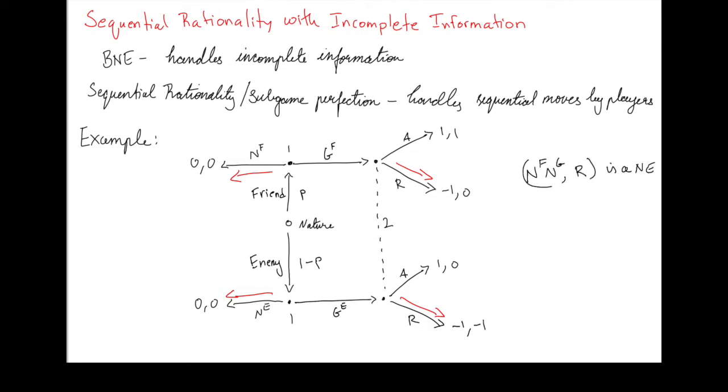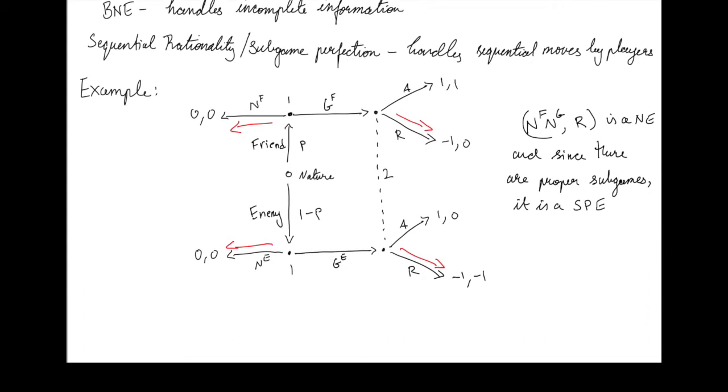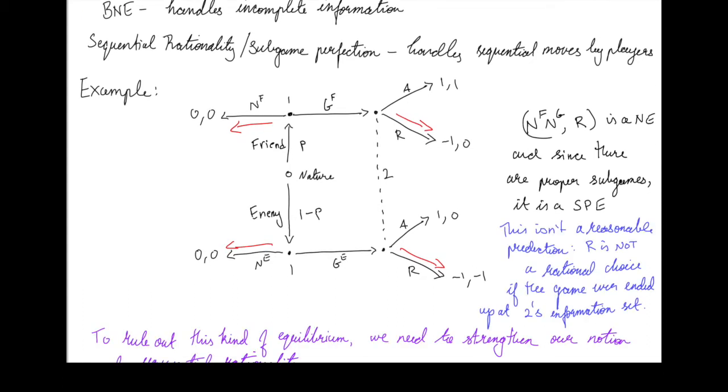It's a Nash equilibrium. Since there are no proper subgames, it's also a subgame perfect equilibrium. But I think we can agree that sequential rationality isn't meaningfully satisfied here, because if we arrive at this information set, player 2 would not behave in this manner. So what we need to do here is to strengthen our idea of sequential rationality. Just the idea of subgame perfection isn't enough.